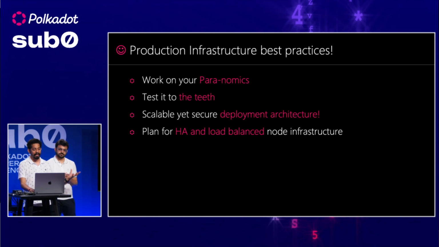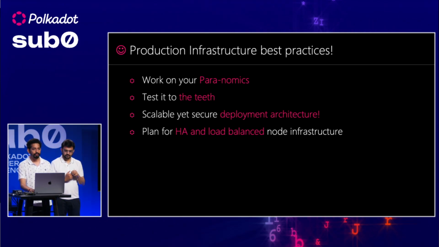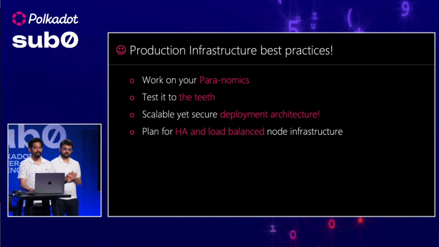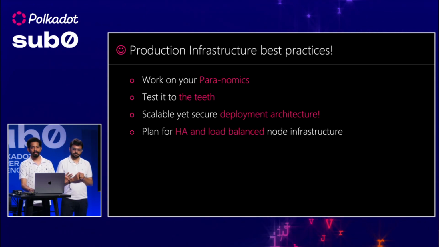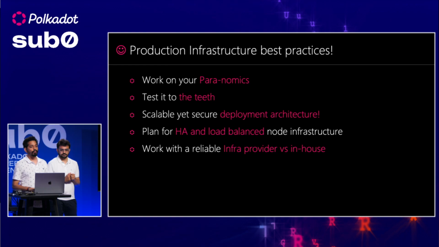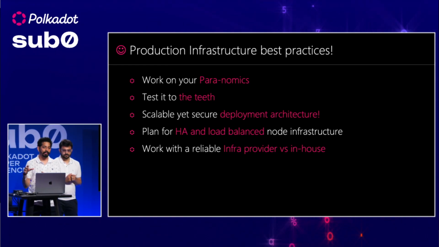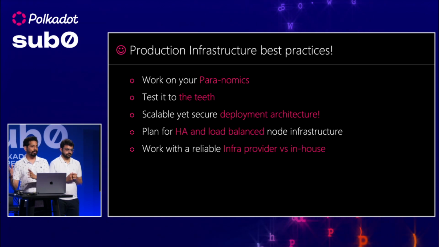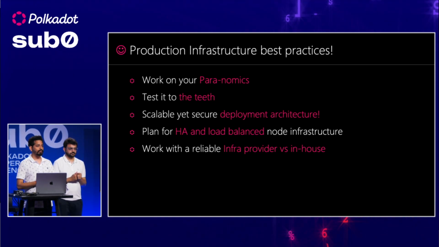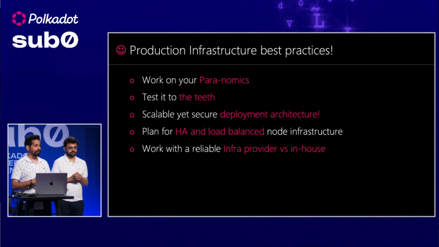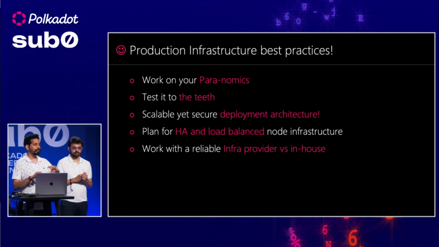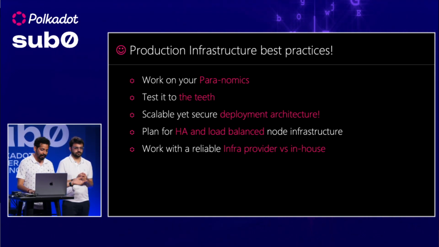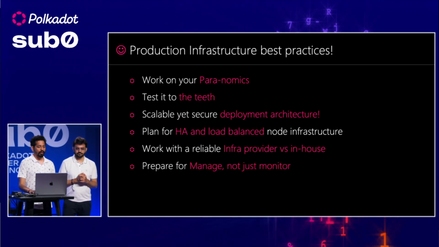Then plan for high availability load balancers if you're going to production. For DevNets, it doesn't matter. For production networks, it's a very sensitive thought and you must have it. Then work with a reliable infra provider versus in-house. If you do not have your own 24/7 team, experts on DevOps and all, do not try to set it up in-house, because at 3 a.m. in the morning, something happens on your parachain, peer counts drop, blocks stop syncing, transactions stop going through. You do not want to be in trouble that way. We pretty much become that infra provider for you if needed.